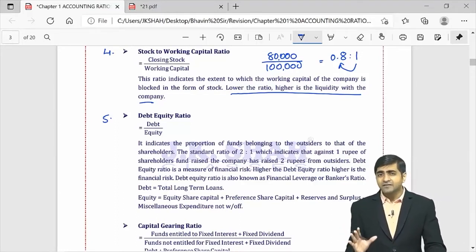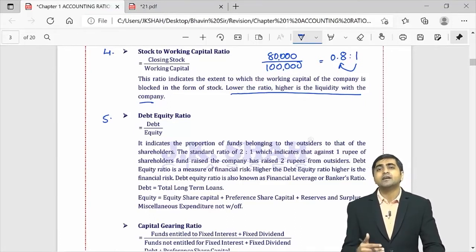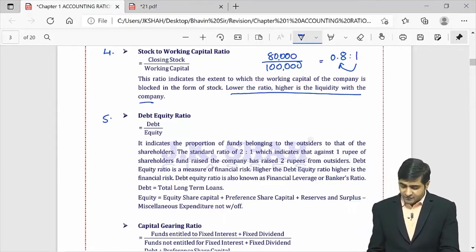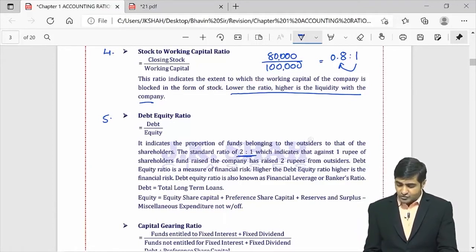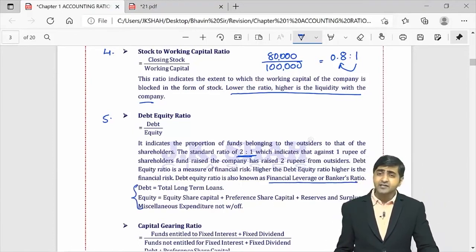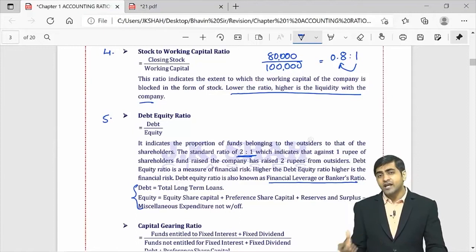Yes sir. And if this ratio is low, then the risk is lower, but we advise the particular company to use the credibility and take some quantum of debt so that they can use these funds to generate additional returns. So in that case, my dear students, we have the debt equity ratio standard as 2:1, and this is also known as your financial leverage or your banker's ratio, where your debt signifies your long-term loans, and your equity means your shareholders' funds.